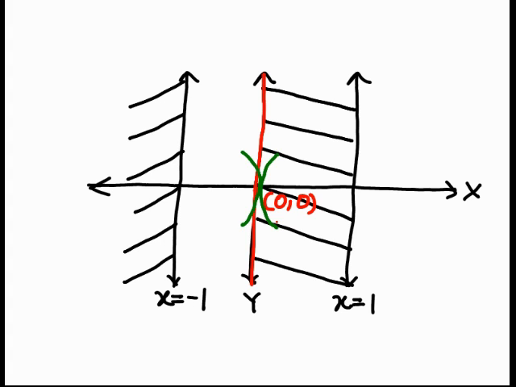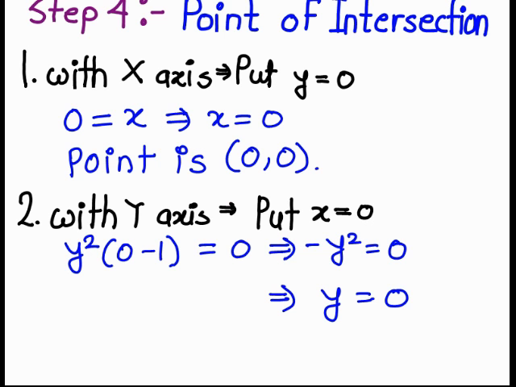Out of this we consider only the left hand side area, because in the right hand side we have the region of absence. In step number 4 we find the points of intersection with the x-axis and y-axis, and if you observe, we get only the origin as a point of intersection. So in step number 4 we are getting the same point.